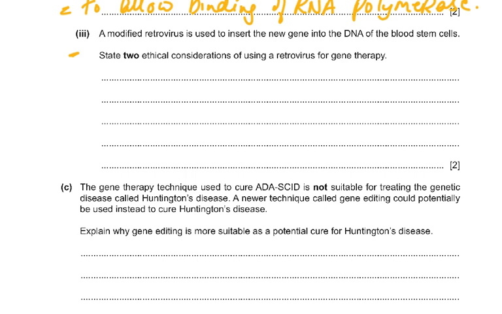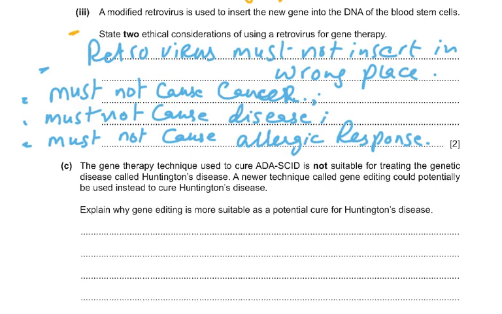So that is what we had to think. The ethical considerations are that this virus should not insert in the wrong place, should not cause cancer, should not cause an infection or some disease, and should not cause an allergic or an immune response. So we could have said the retrovirus must not insert in the wrong place, or must not cause some sort of cancer, or must not cause some disease or an infection, or must not cause some sort of allergic response.